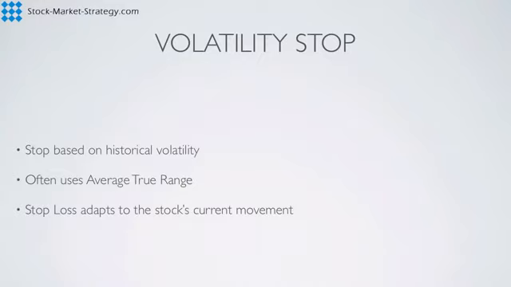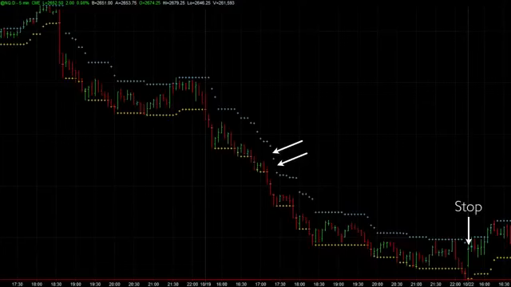If a stock normally moves only 3% a day and it suddenly moves 6%, you should be warned about that and potentially get stopped out because something different in this stock is going on. So it adapts to the stock's current movement, and let me show you what I mean by that. Here you see a volatility stop, and you can see my 2 white arrows here, and you can see how the volatility stop drops a lot just because the market or the stock drops.